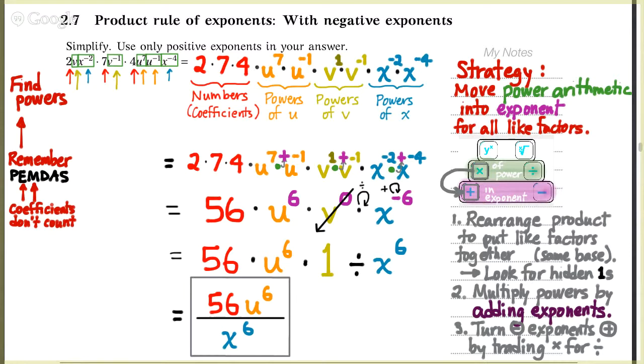So all we did was go through and look for the exponents on the powers of u, 7 and -1, and add them together to get 6. The exponents on the powers of v, 1 and -1, added together to give us 0. And the exponents on the powers of x, -2 and -4, added together to give us -6. And so we knew in our final answer we would have 6 powers of u, 0 powers of v, and -6 powers of x. And from there, it's just a matter of simplification.